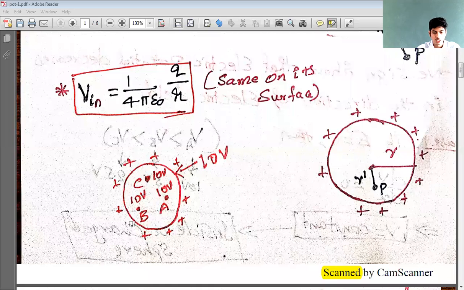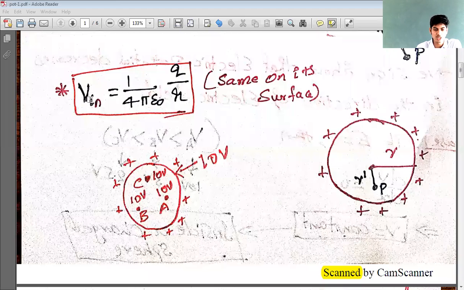I will show it here, look. Here is a charged spherical shell. On its surface, the potential is 10 volt. So what will be the electric potential at any point inside the spherical shell? It will be 10 volt again. Point A it is 10 volt, point B 10 volt, point C 10 volt. At any point inside the spherical shell, electric potential is same as on its surface. Whatever potential is there on the surface, the same electric potential is there inside the charged spherical shell, right?